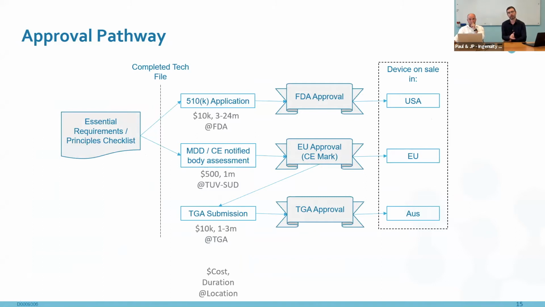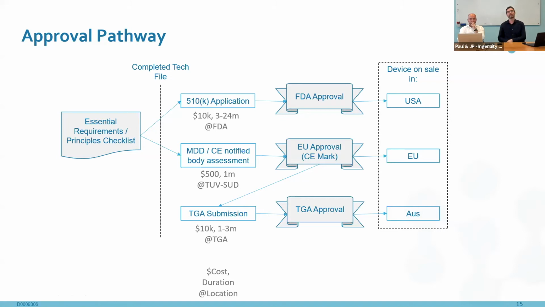The European route is a bit cheaper and quicker, but it's going to change the MDR very shortly, or basically it's already changed, but has a grace period extension. And then TGA submission, you can get that off the back of your EU. That's the easiest way to go rather than direct to TGA. Again, 10K in about 3 months.